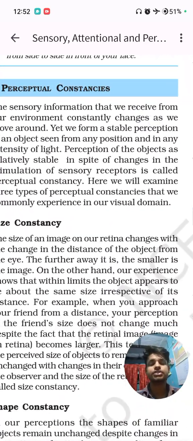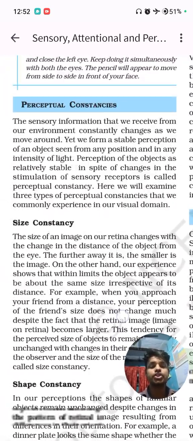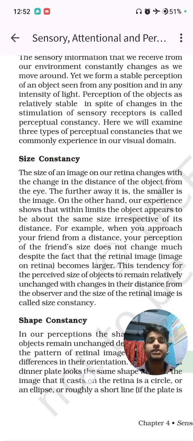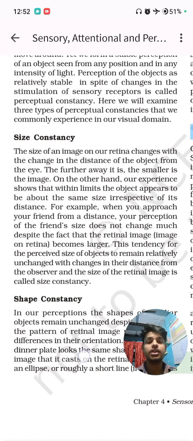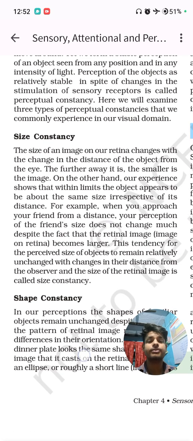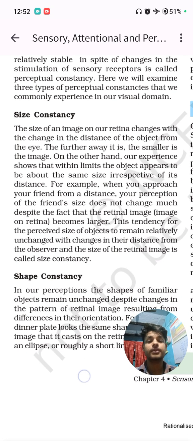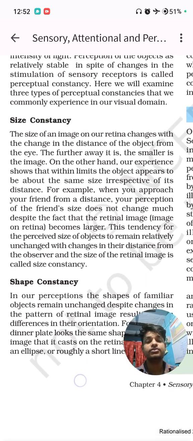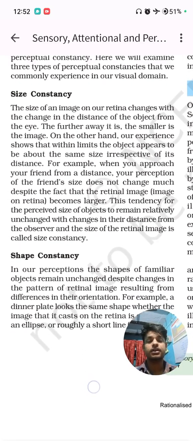Perceptual constancy. The sensory information received from the environment constantly changes as we move around, yet we form a stable perception of an object seen from any position and in any kind of light. Perception of objects as relatively stable in spite of changes in stimulation of the sensory receptors is called perceptual constancy. Here we will examine three types of perceptual constancy that we commonly experience in our visual domain.